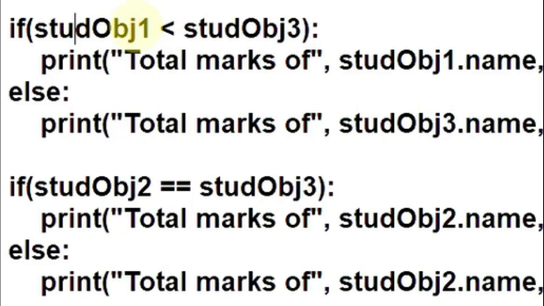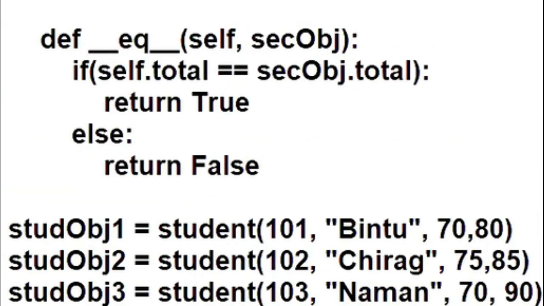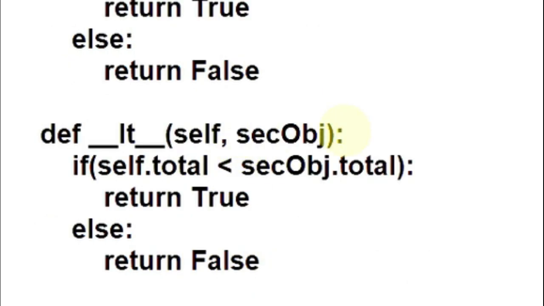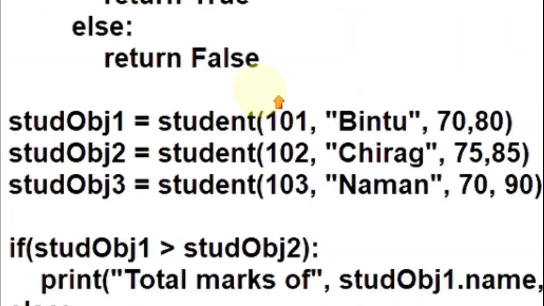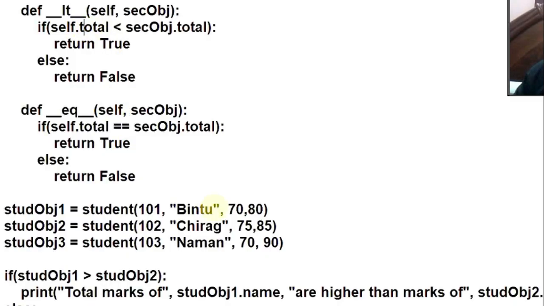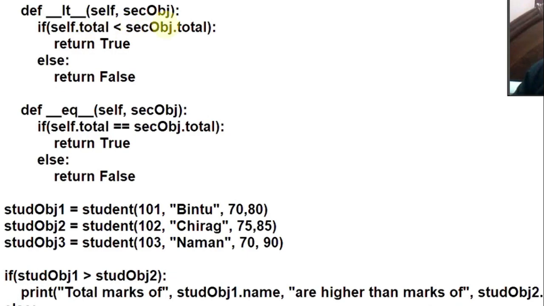This less than operator is being invoked by stud obj1, and this stud obj3 will be passed as an argument and will be assigned to this sec obj parameter. You are comparing the total of the object which invoked this less than operator, that is stud obj1. So the total of stud obj1, that is 150, is compared with the total of the sec obj. Sec obj is stud obj3, that is 160. So is 150 less than 160? Yes. So this magic function will return boolean value true.